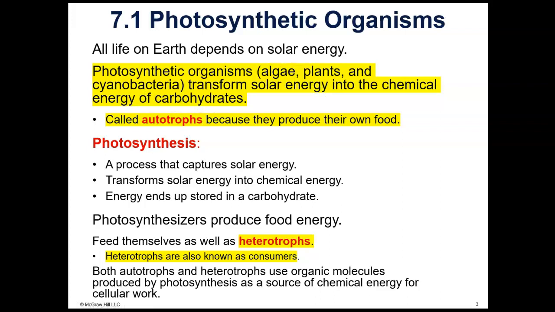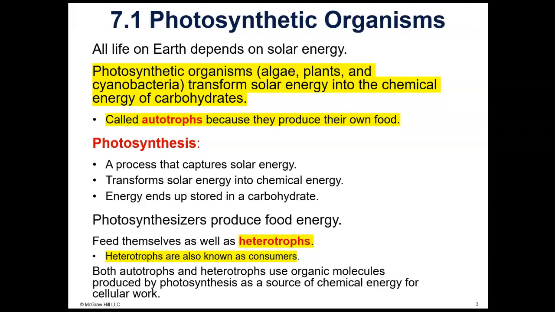So you remember that we learned about the 3 domains of living things, and we have the domain bacteria, the domain archaea, and the domain eukarya. So the algae and the plants are in the domain eukarya. The algae would be part of the kingdom Protista, the plants would be part of the kingdom Plantae. But the cyanobacteria are photosynthetic bacteria, so they are in the domain bacteria.